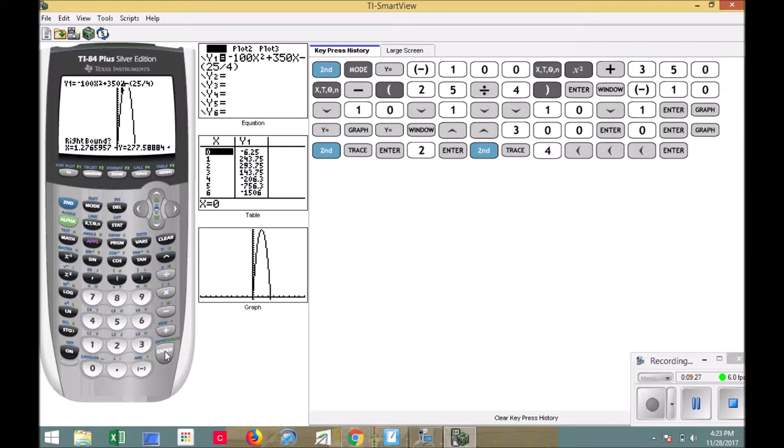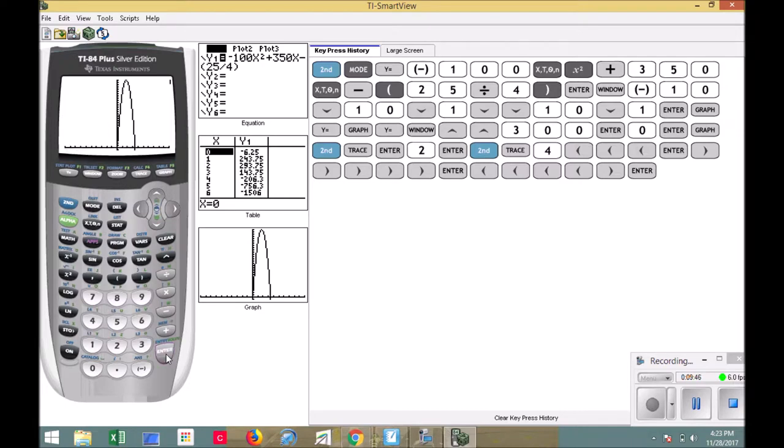Now it says right bound, so I'm going to go to the right of the vertex. So I'm using the right arrow just a few times. I can see it's to the right now, and I'm hitting enter. Then guess, I'm going to try and get it just about on the vertex. It doesn't have to be perfect, but it has to be close. So it looks like it's about on the vertex, so I hit enter a third time.